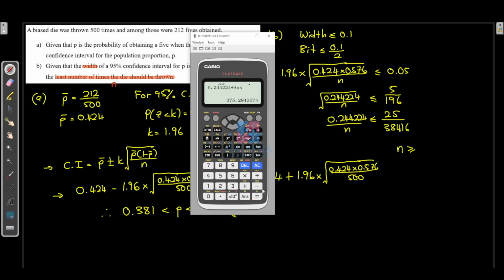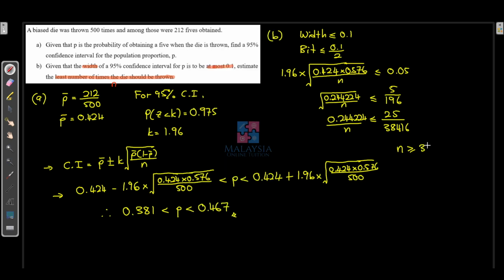0.244224 divided by the answer, we get 375.28. Since we want an integer, because the number of times the die should be thrown will be an integer, right? So it must be more than 375.28, and the next integer is going to be 376. So the least number of throws so that your width is at most 0.1 is going to be 376. Remember to give an integer answer. That's all for question number 5, part B, and that's all for this video, confidence interval review part 1.